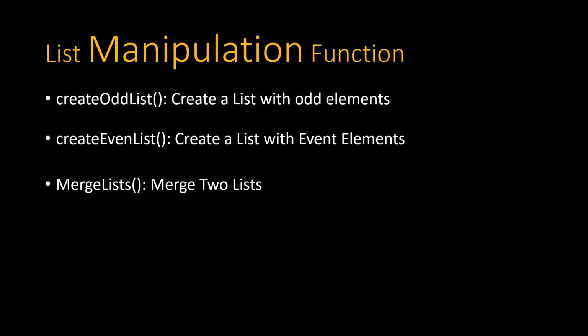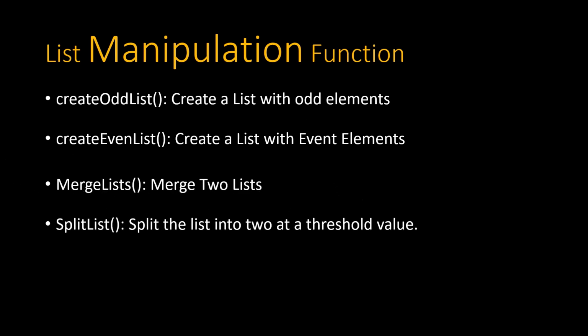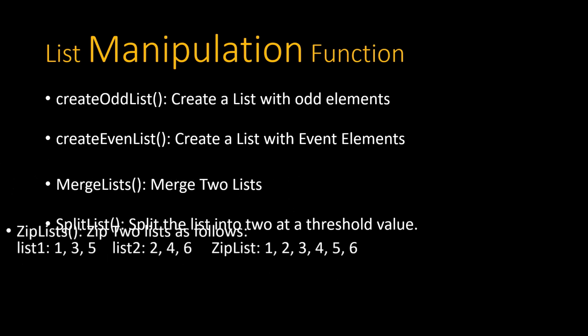Merge two lists. This function will take two linked lists and create a new list by adding all the elements from both lists. Split list. Split list will take two lists and split the current list at a threshold value. The elements lower than or equal to it will go into the left side list, and the elements that are larger than the threshold value will go into the right side of the list.